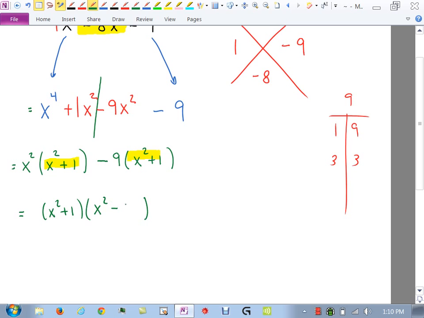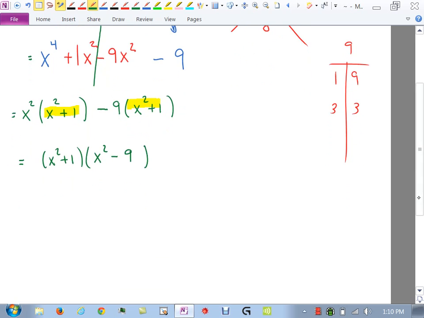And then in the other parentheses, what? X squared minus 9. Now what I'm hoping is going to start happening to you is that at some point you start seeing the difference of squares almost immediately, right? Do you see that? Now what about the x squared plus 1? That's sum of squares and that's prime, right? But the x squared minus 9 is a difference of squares, because 9 is 3 squared, right?